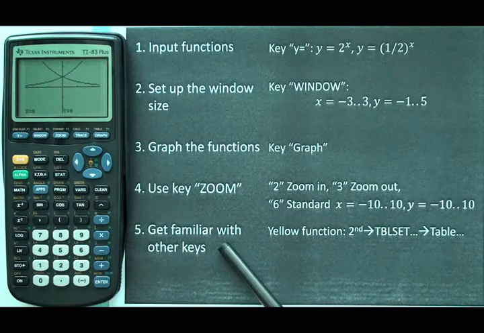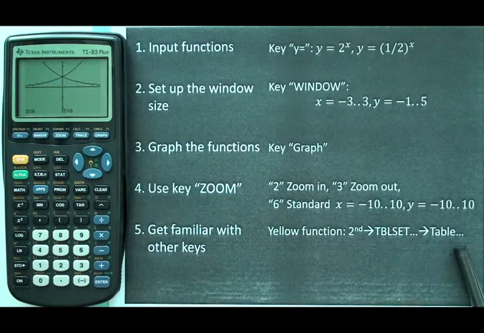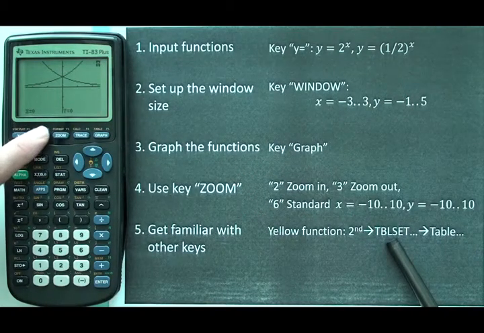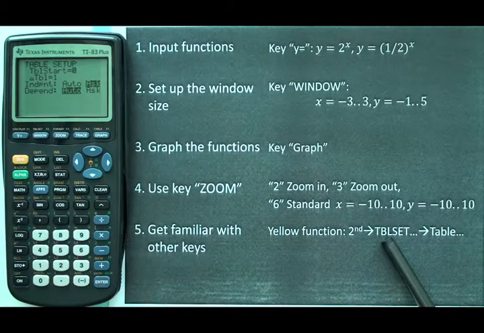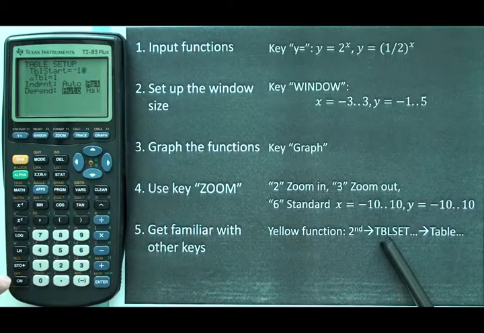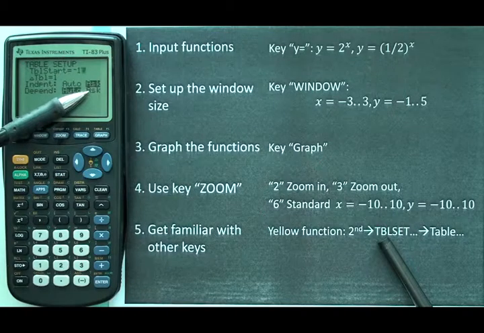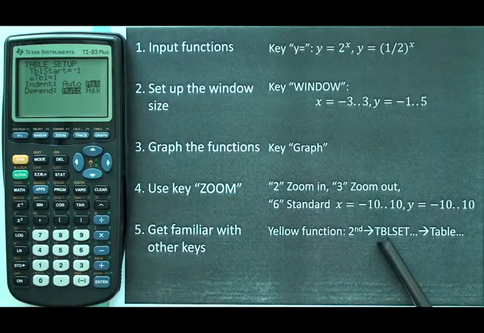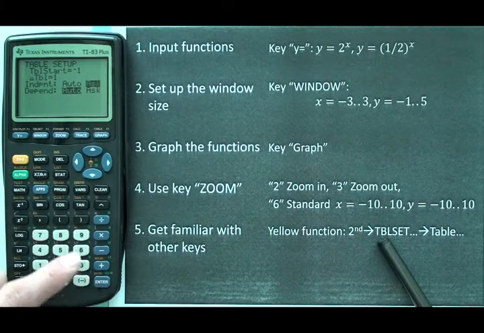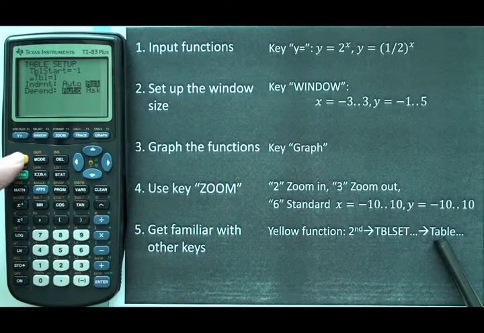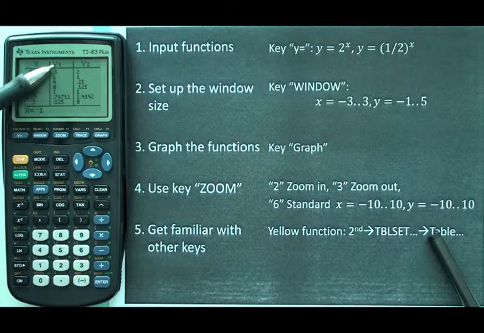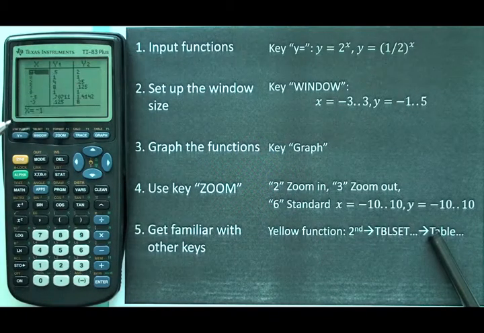Okay, now for yourself, you may want to get familiar with other keys by doing those things. For example, you may do second window, which is table set. Then it asks you, you may put table start, you may put number 1, negative 1. And then independent variable, ask. Okay, what does it mean? Once you set up here, you highlight ask, you hit enter, and then you go to second table. You see, the starting value is -1, which is what we set. And then you have value y1 is 0.5, y2 is 2.